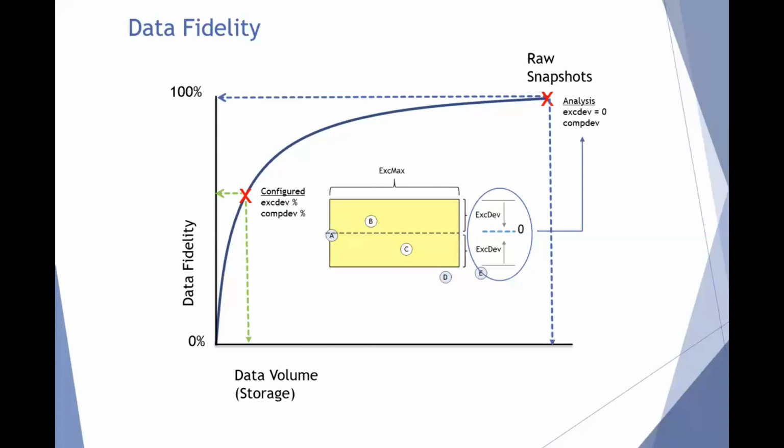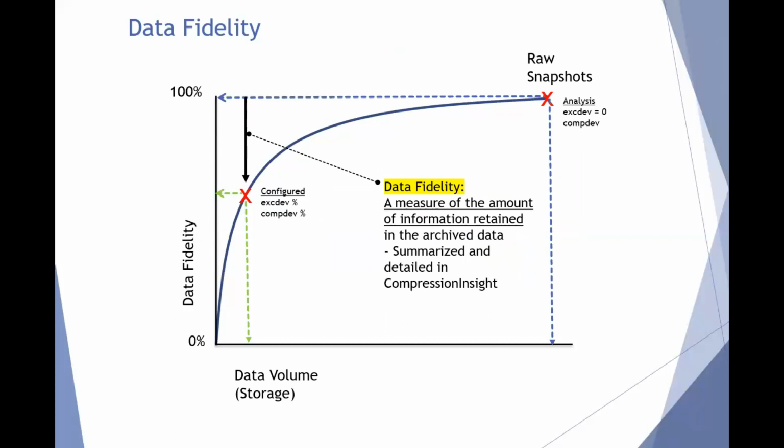And what we then do is, using those raw snapshots, we begin to measure the amount of information that is being stored in the archive. We use a part of the background of pattern discovery, which is all around information theory. Information theory tells us that we can actually measure the amount of information in data. And so we use these raw snapshots, we recreate the archived values from the configured exception and compression settings, and then we measure that amount of data that's going to the archive.